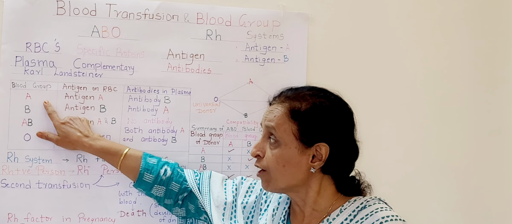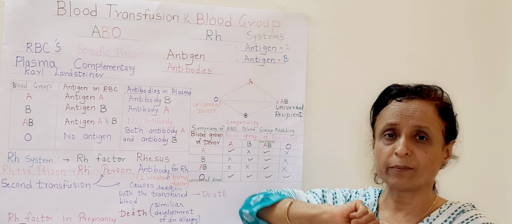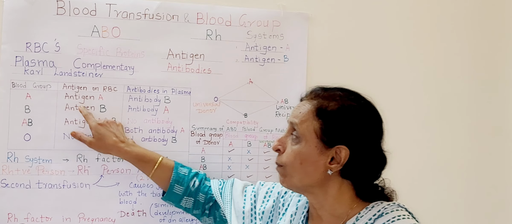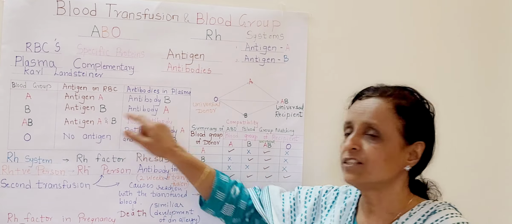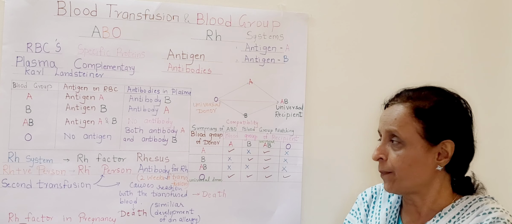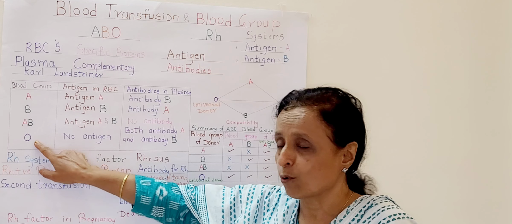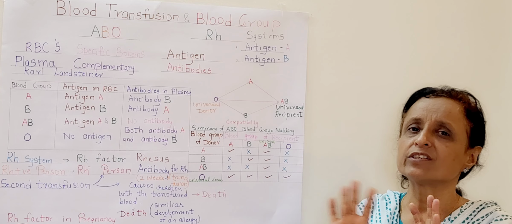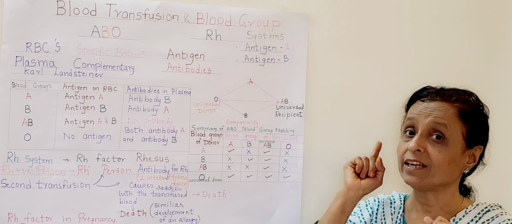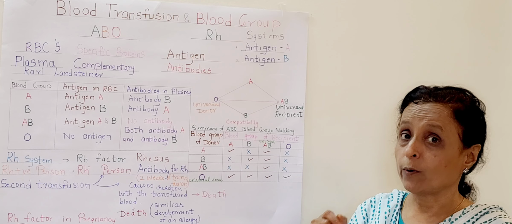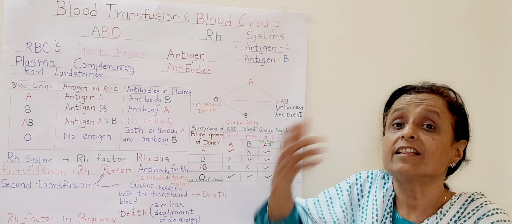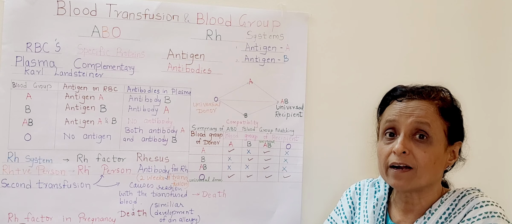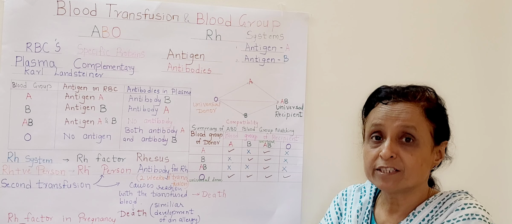If it is A group, antigen A is present. If it is B group, antigen B is present. If AB, then antigens A and B both are present. And if it is O group, no antigen is present on the RBCs. Now, when these antigens are present on the RBCs, in the plasma, the fluid part, there are antibodies present.